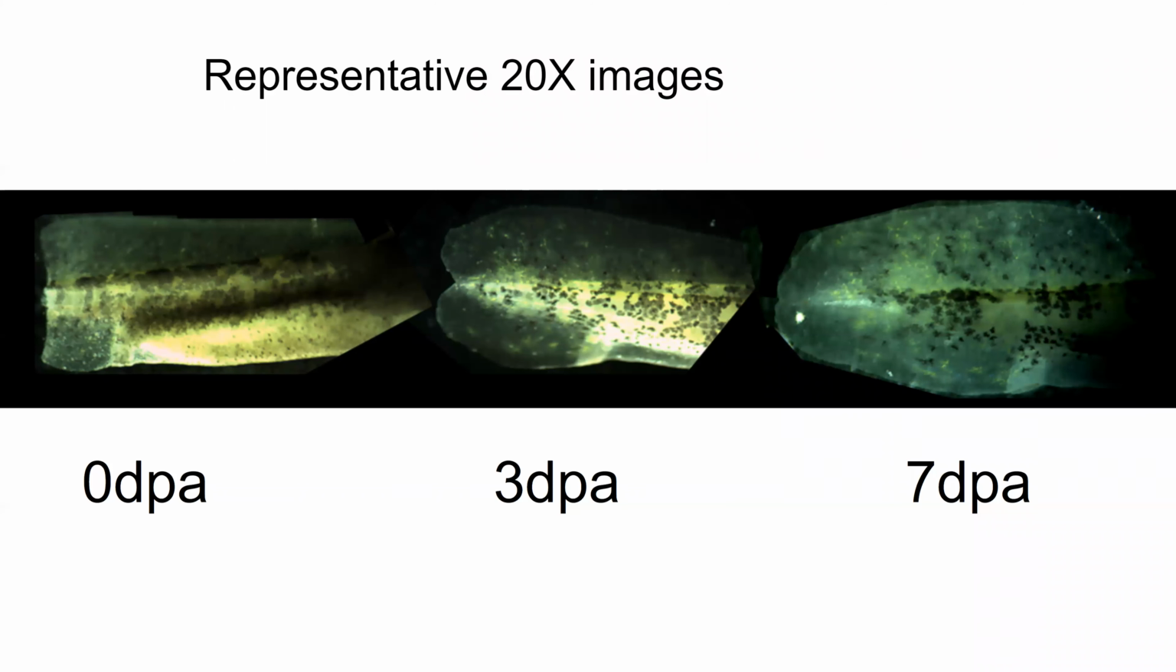Here we have representative 20x magnification images at 0, 3, and 7 dPA. You can see how the tail tip regenerates from 0 dPA, immediately after amputation, to 3 dPA, where there is tissue remodeling followed by notochord extension, and then by 7 dPA you have the tail fin completely surrounding that extended notochord.